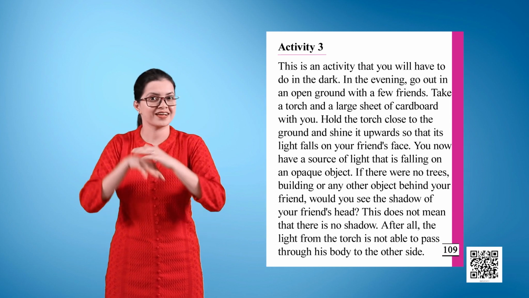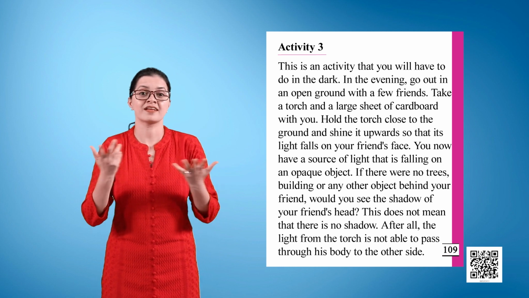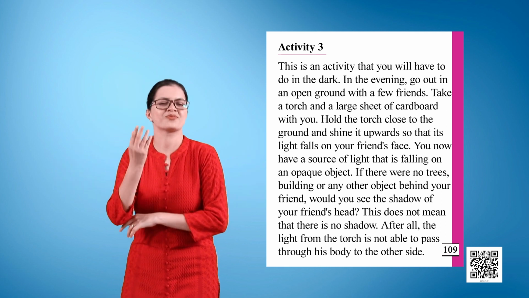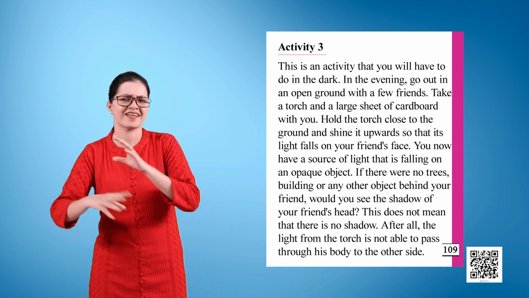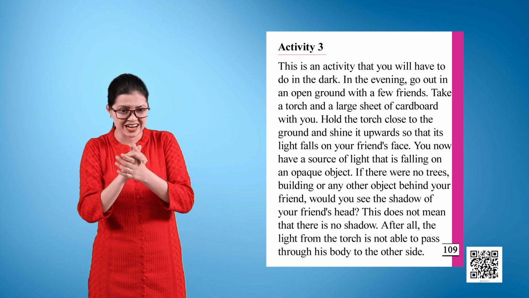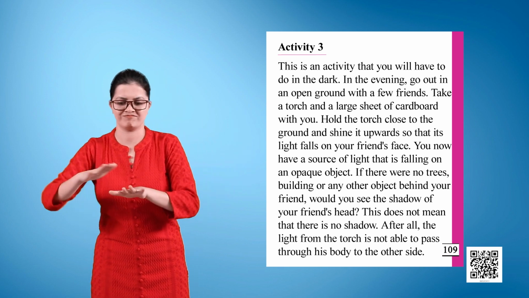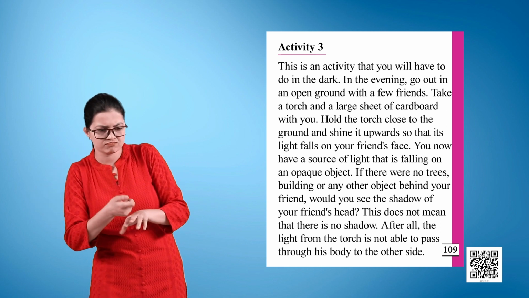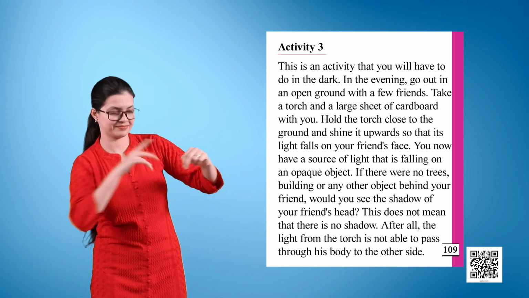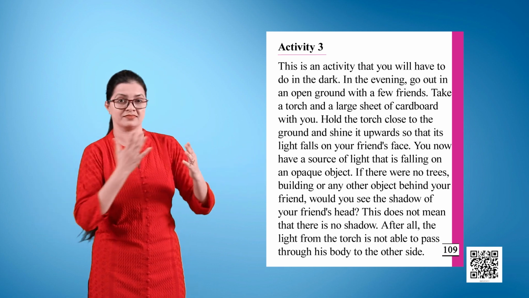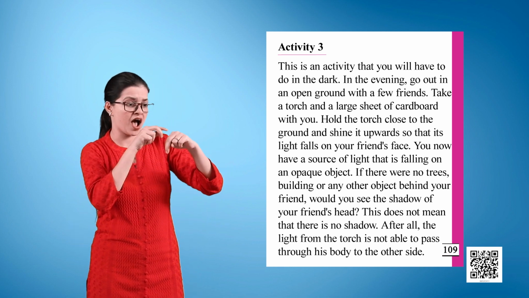Activity 3. This is an activity that you will have to do in the dark. In the evening, go out in an open ground with a few friends. Take a torch and a large sheet of cardboard with you. Hold the torch close to the ground and shine it upwards so that its light falls on your friend's face. You now have a source of light that is falling on an opaque object.